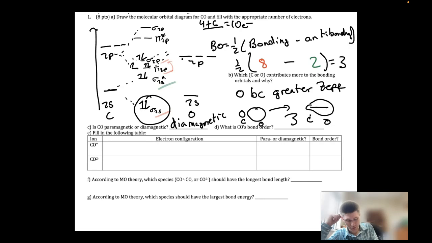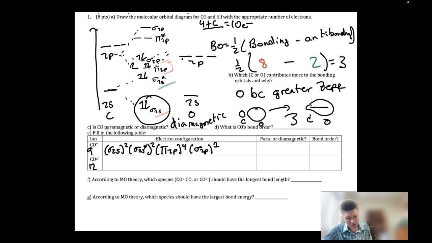CO+, we only need to fill 9 electrons. CO2-, since we had 2 extra valence electrons, we fill 12. So the resulting electron configurations will look something like this. For CO+, we have to remove an electron, so it's just sigma 2p1. When we look at the magnetic properties, since we have an unpaired electron here, it's going to be paramagnetic. The bond order, we removed one of our bonding electrons, so the bonding electrons will only be 7. So 7 minus 2 divided by 2 will give us a bond order of 2.5.